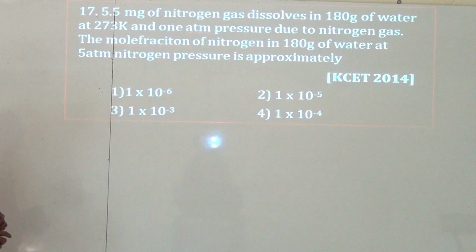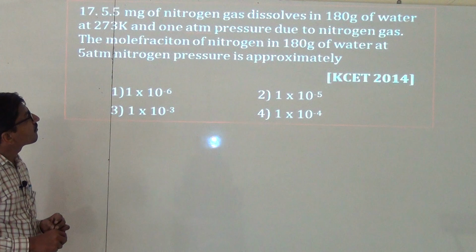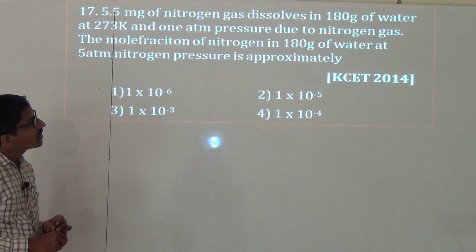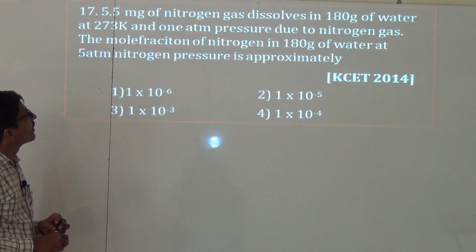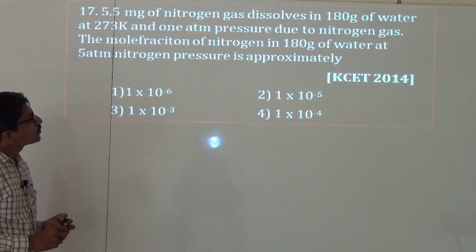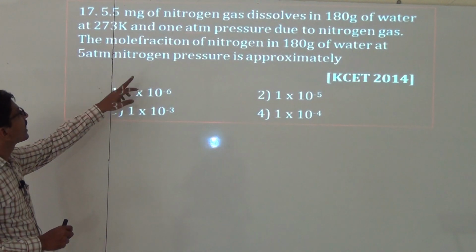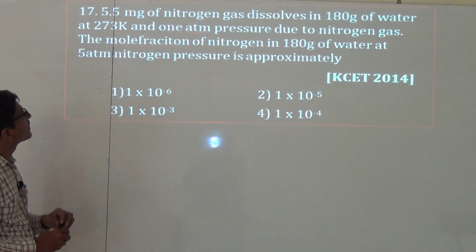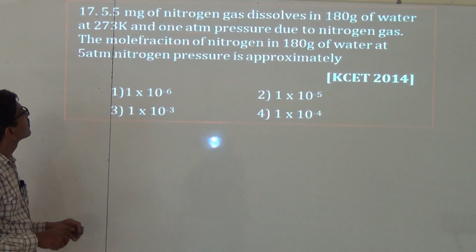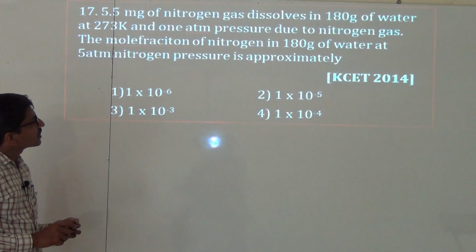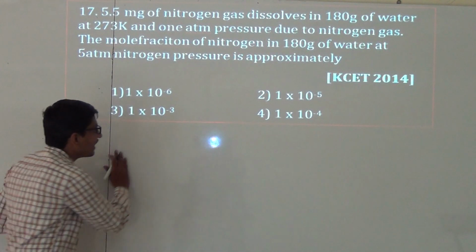In this 17th question, 5.5 milligram of nitrogen gas is dissolved in 180 gram of water at 273 Kelvin and 1 atmospheric pressure due to nitrogen gas. Pressure is 1 atmosphere, temperature is 273 Kelvin. The mole fraction of nitrogen in 180 gram of water at 5 atmospheric pressure is approximately. This is based on Henry's law.